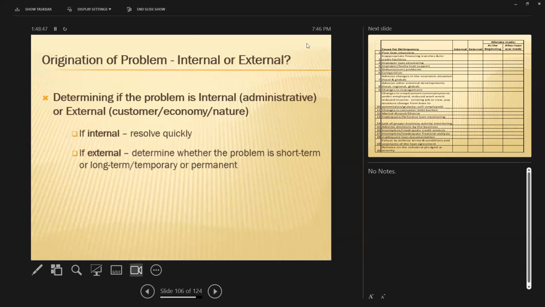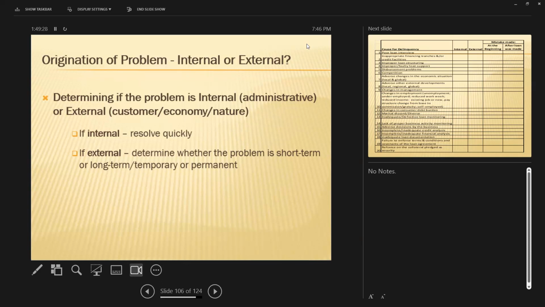So we're saying if it's internal, resolve it quickly. Again, remember what I said about the suspense account reports, the adjustment of suspense. If a payment comes in with the wrong customer name or number, you have to wait until you make sure you have the right name or right number, and do your investigation as required. Get that within 24 hours. Okay. If external, determine whether the problem is short term or long term. That is, whether it's temporary or permanent.